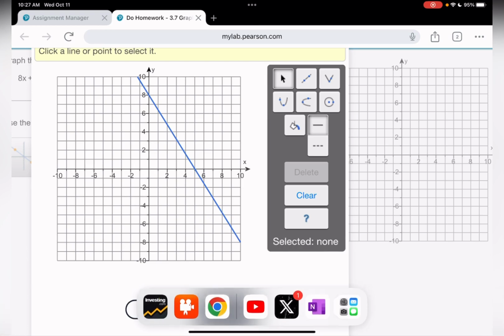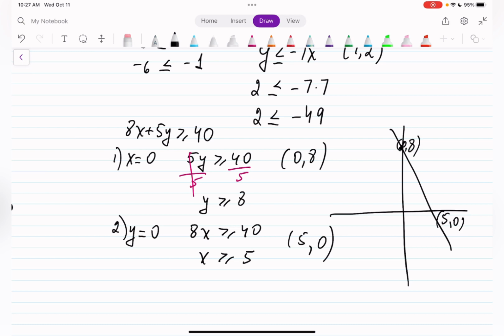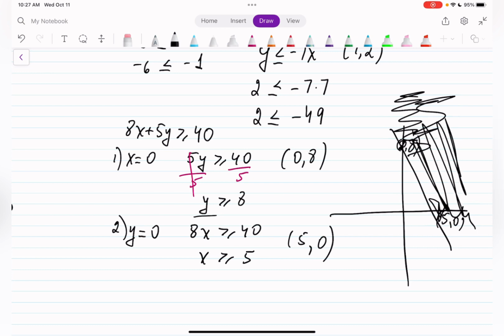Okay, let me explain here rather than saying. So let's say I have this graph. This is 8. This is 5, right? 5, 0 and 0, comma 8. So we have y is greater than 8. We are shading this area. X is greater than 5, shading this area. So both shadings are on the same area, which means it's going to be to the right.